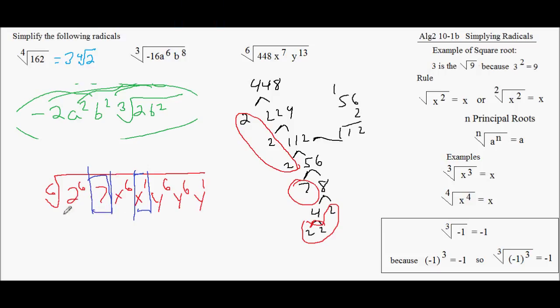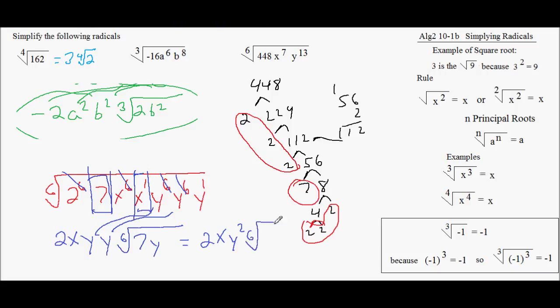So I get 2. This cancels, I get 2x. This guy cancels, this guy cancels, so 2x y y. This is y here and this is y here. The 6 is canceled. And then I get the 6th root of 7 and a y, which gives me 2xy squared times the 6th root of 7y. And that's what that is.